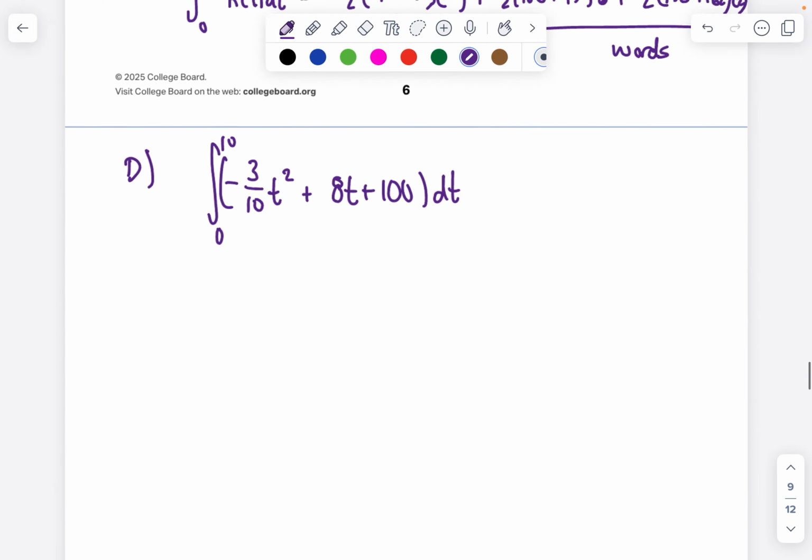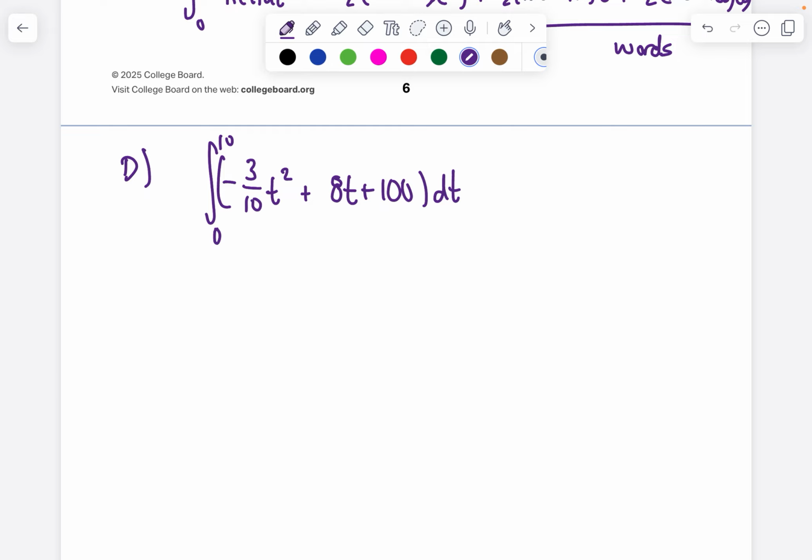So that's the rate that the teacher was reading, and so this time we can actually go ahead and integrate it. Now, you do need to do the integrating, right? So you're like, oh, but I thought I can just write it out and I don't have to do any other work. No, because at this point you've yet to actually evaluate it. So we do want to go ahead. So this would be -3/10 times a third t cubed, plus 8 divided by 2 t squared, plus 100t. Remember, we don't need a plus c because this is a definite integral.